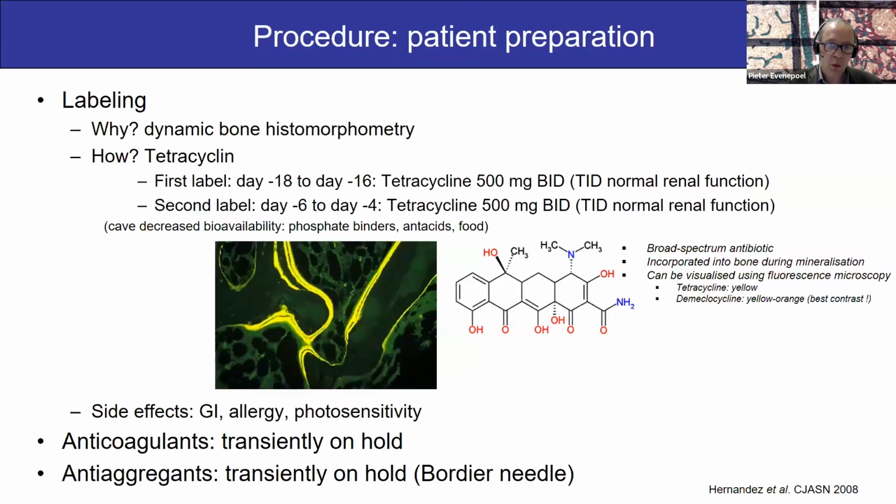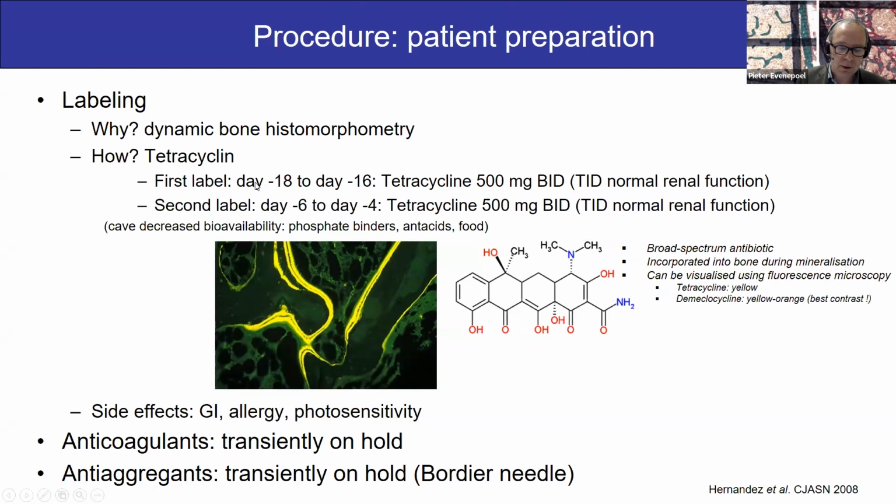In order to get the most out of the bone biopsy, it's important that you label the biopsy. Labeling means that you will be able to perform dynamic bone histomorphometry. It will give you very important information on bone formation rate. We label the patient by giving 2 cycles of antibiotics, tetracycline, because tetracyclines can be visualized using fluorescent microscopy. One of the specific characteristics of these antibiotics is that they are deposited during mineralization. So if you give 2 cycles of this antibiotic with a time span in between, there will be 2 lines of deposition visible on the fluorescence microscopy.